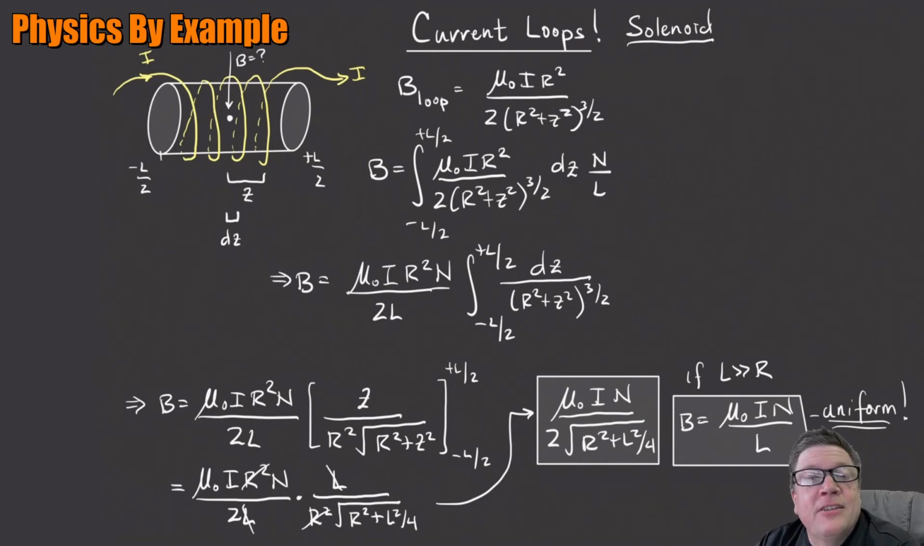In practice, this is how you create really, really strong uniform magnetic fields, like in MRI machines: you have these big solenoids carrying a lot of current. Okay, really, really neat.